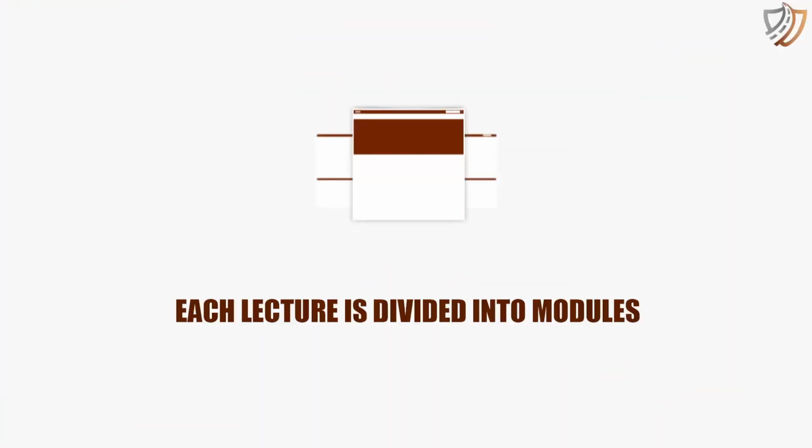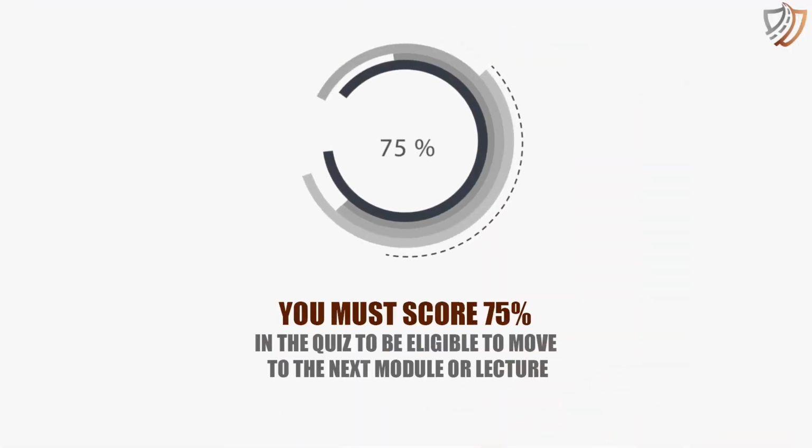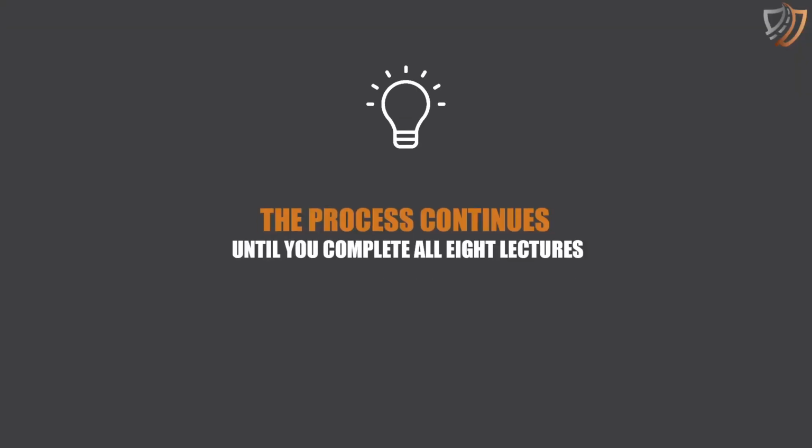Each lecture is divided into modules. At the end of each module, there is a small quiz. You must score 75% in the quiz to be eligible to move to the next module or lecture. The process continues until you complete all 8 lectures.